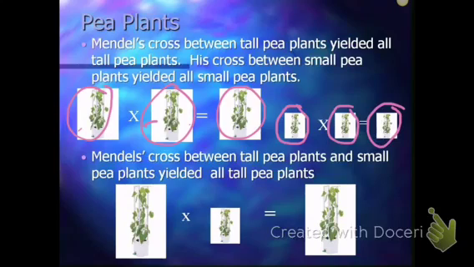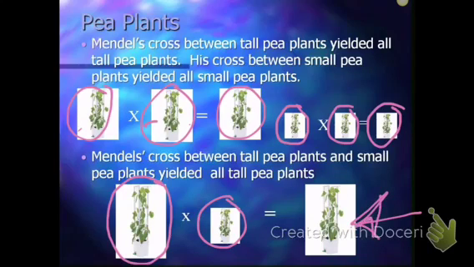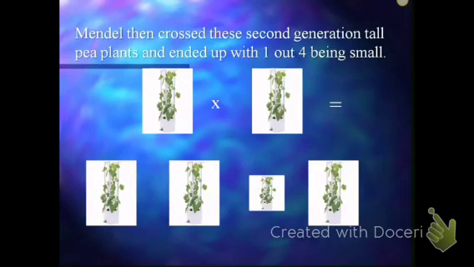And then he said, well, what's going to happen if I cross a tall pea plant and a small pea plant? And what happened is he took the tall pea plant, and I don't know if it was a male or female, and he crossed it with a short pea plant, and he found that he got a tall pea plant. And he was wondering, why did that happen? How come I didn't get a short? How come I didn't get a medium pea plant? What happened? So then he ended up with this second generation.